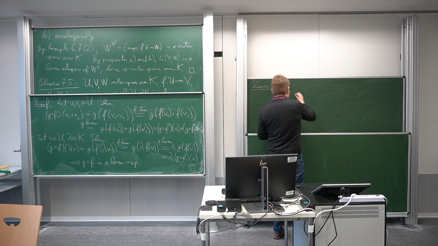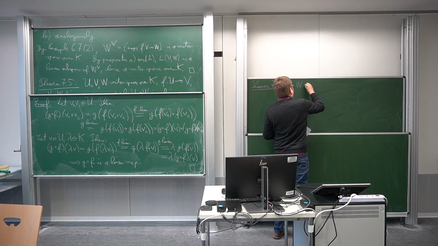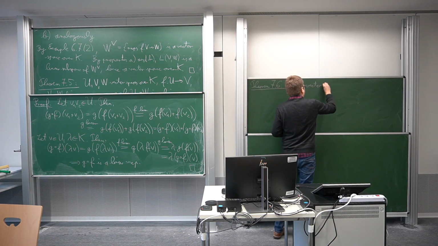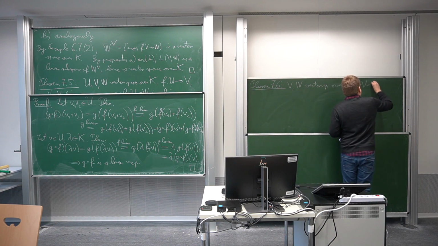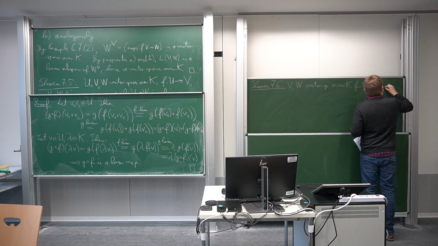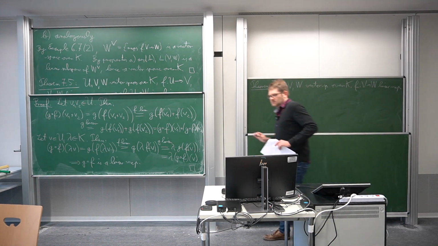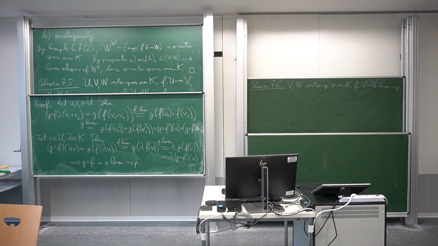So theorem 7.6, let V and W again be vector spaces over K, and F be a linear map from V to W. Okay, just need some new chalk, otherwise I'll be writing with my fingertips. Okay, here we go.